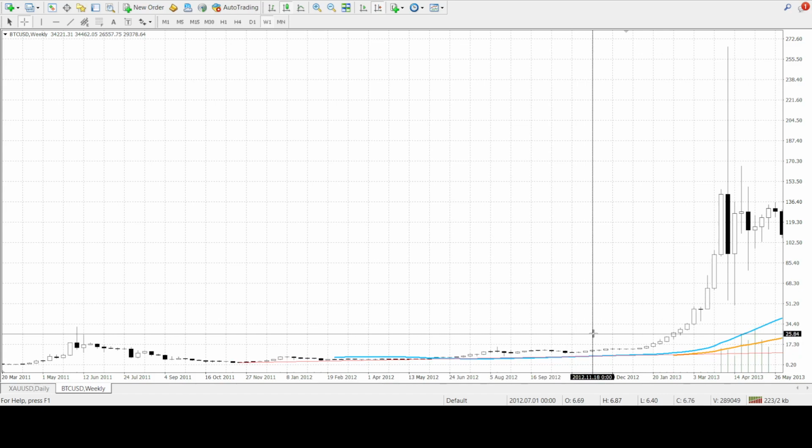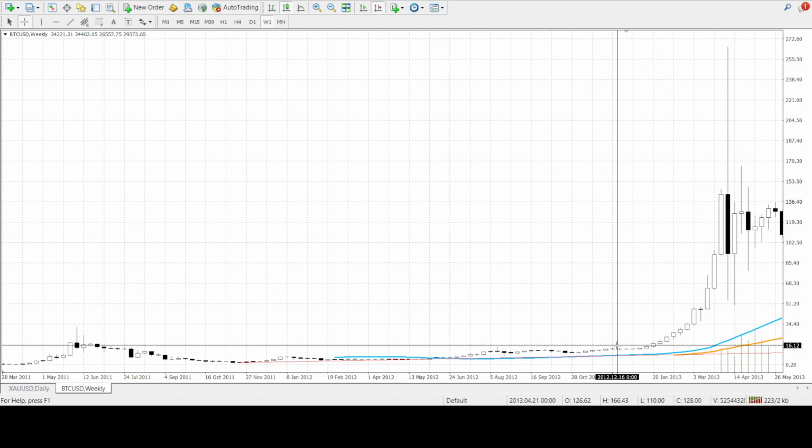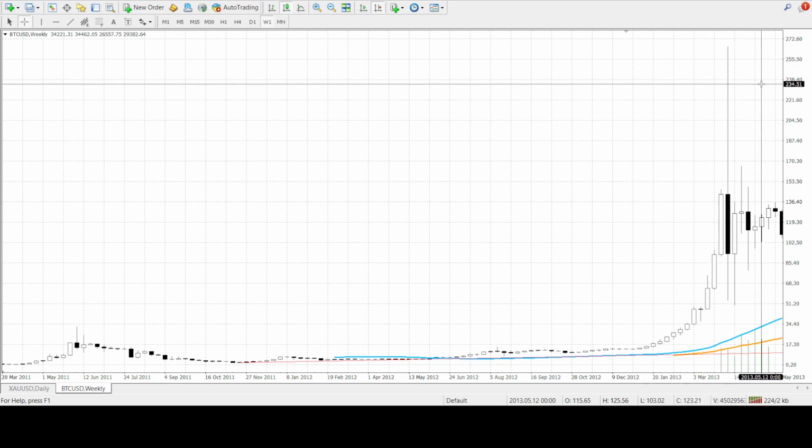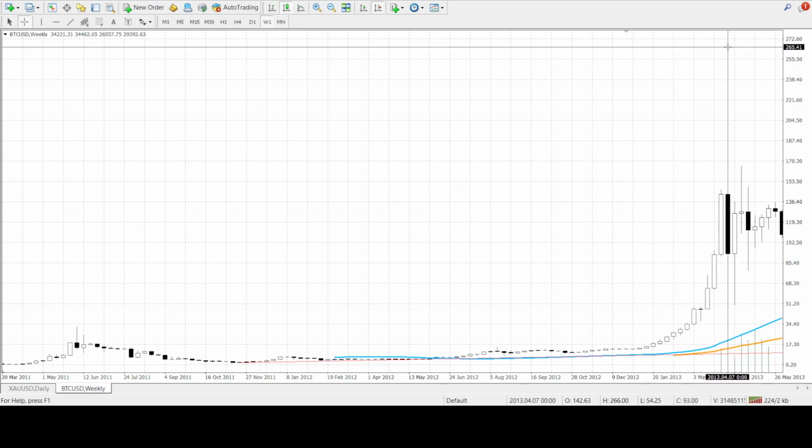Sideways action, but then it went on its next run, which went from, at the beginning of the run, like $14, up to a high of $265. That is a giant increase. And if you were to make yourself a little trend line off of that, we're going to see where that ends up in the future.